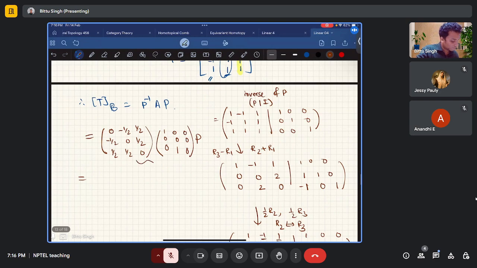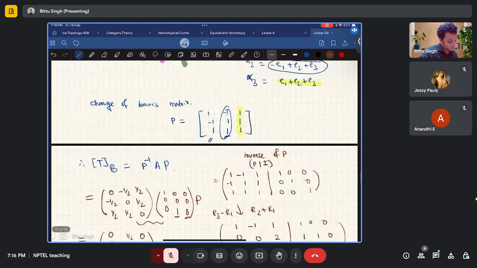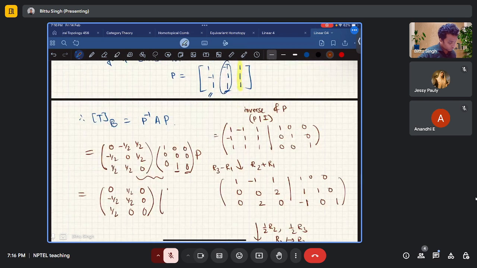So first multiplying those two, we'll get the first column. The first column is 0 minus half plus half, and the second column, because there is 0 0 1, is half half 0, and the third column will be 0 times those things, so it is 0 times P. And now what is the value of P? P is 1 minus 1 1, minus 1 1 1, 1 1 1.